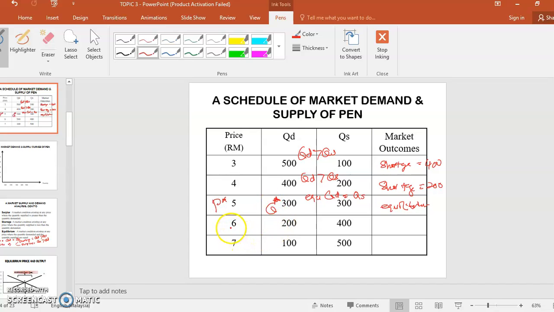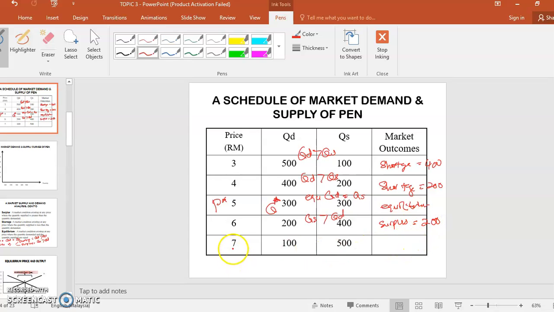At 6 ringgit, quantity demanded is 200. Quantity supplied is 400. So it shows that quantity supplied is greater than quantity demanded, right? So what is the market outcome? When QS is more than QD, it will occur surplus. By how much? 400 minus 200. Tolak je mana-mana yang lebih besar, tak ada negatif.